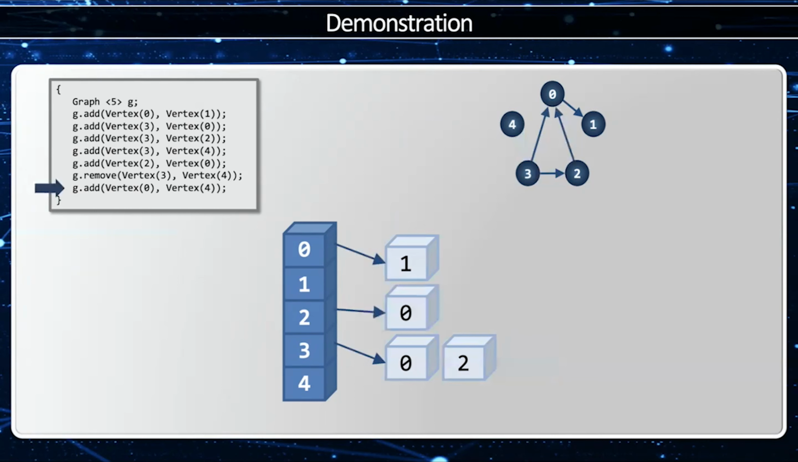Now, currently, there's a vertex between 0 and 1, and now there's going to be a vertex between 0 and 4. Therefore, I'm going to add 4 to 0's set. Let's take a look at the pseudocode for the 4 most important methods.